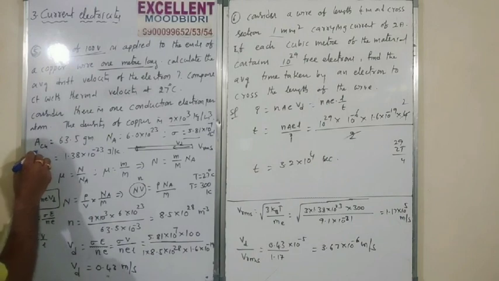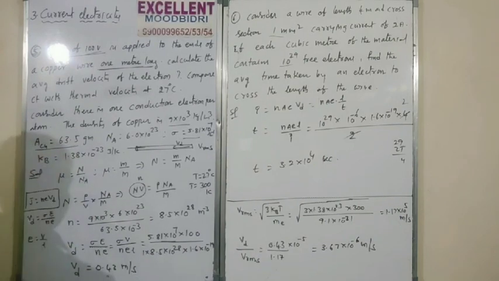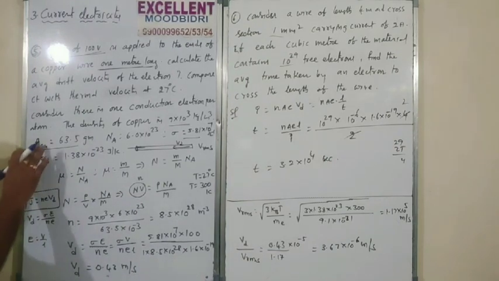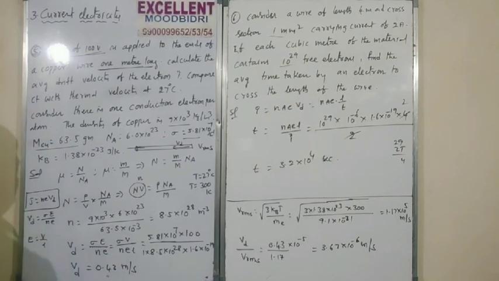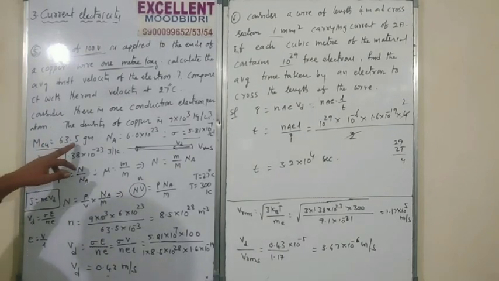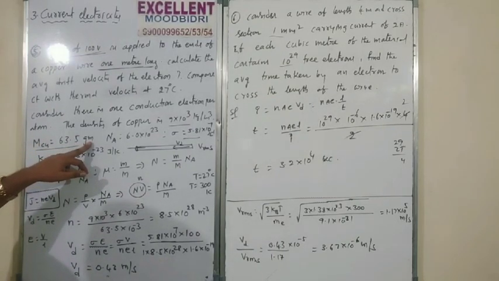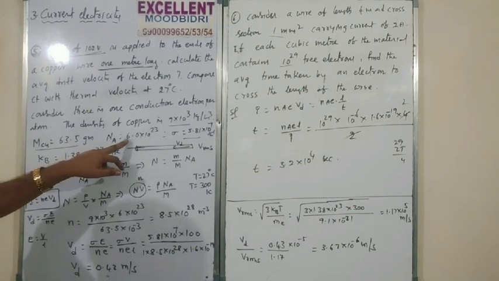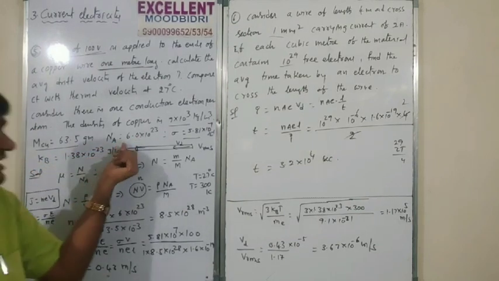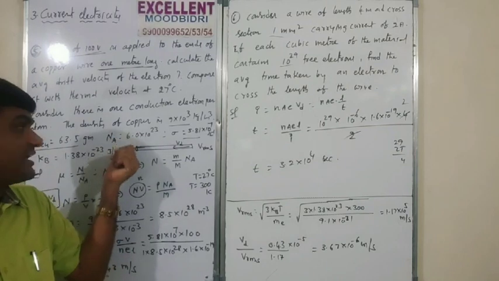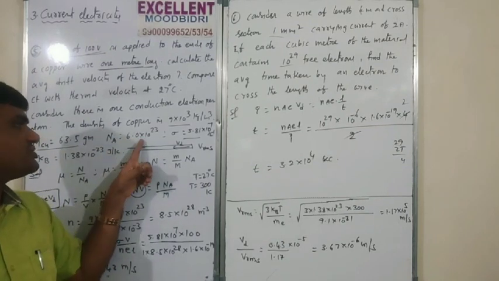And A means molecular weight. Okay, so molecular weight M I will give you. The molecular weight of copper is equal to 63.5 grams. Avogadro number is 6.0 into 10 power 23. They are given like that in the question.